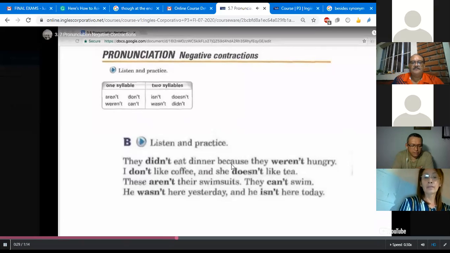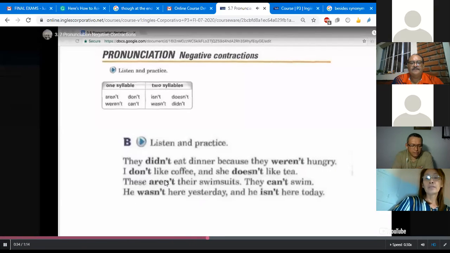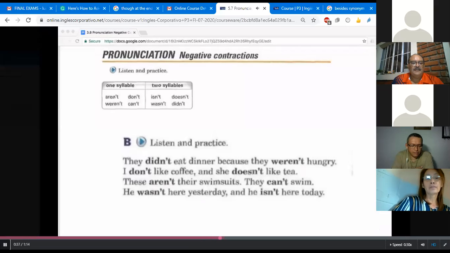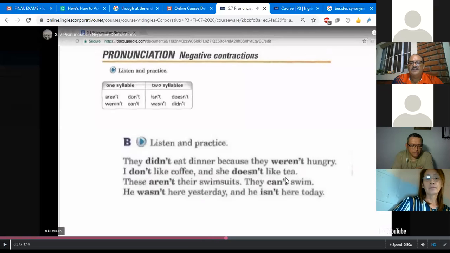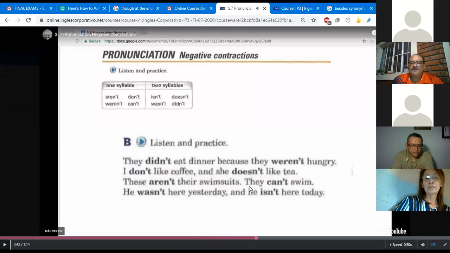They didn't eat dinner because they weren't hungry. I don't like coffee and she doesn't like tea. These aren't their swimsuits. They can't swim. He wasn't here yesterday, and he isn't here today.